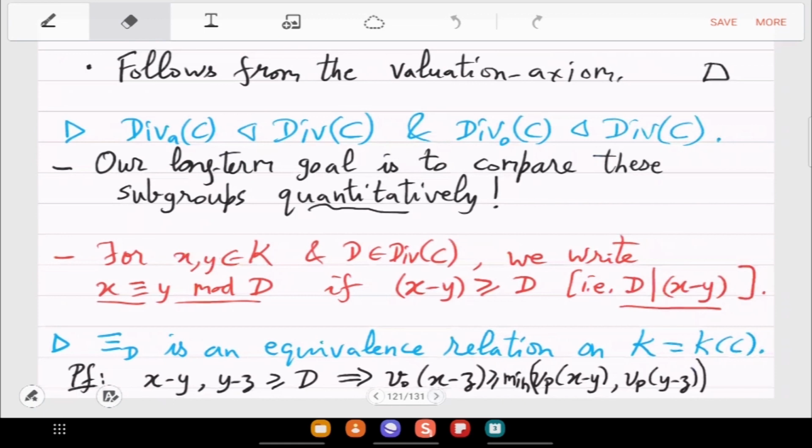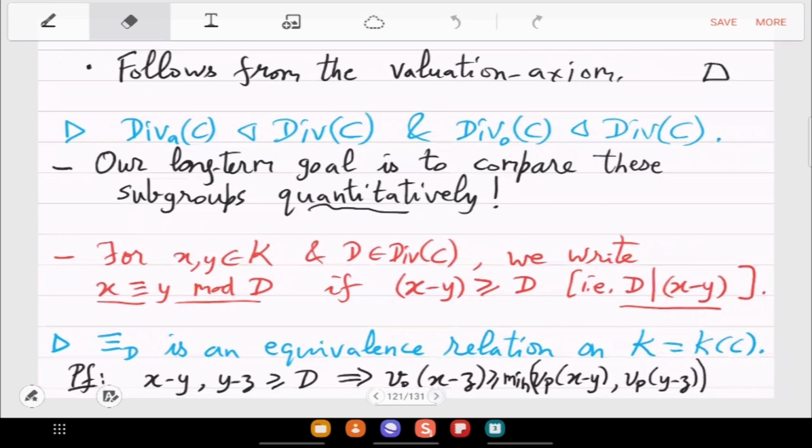Div 0 is that subgroup which has only degree 0 divisors, and div A are those divisors which come from a rational function from the function field. Okay, it's not very hard to see that most of the divisors will not correspond to any function. They will just be an abstract sum of points.